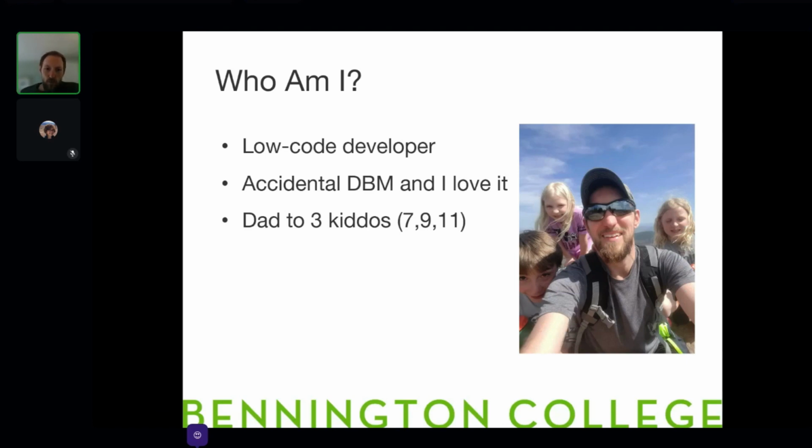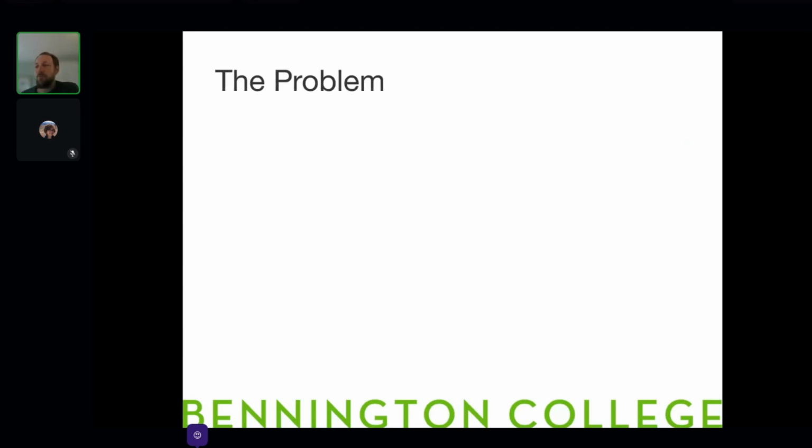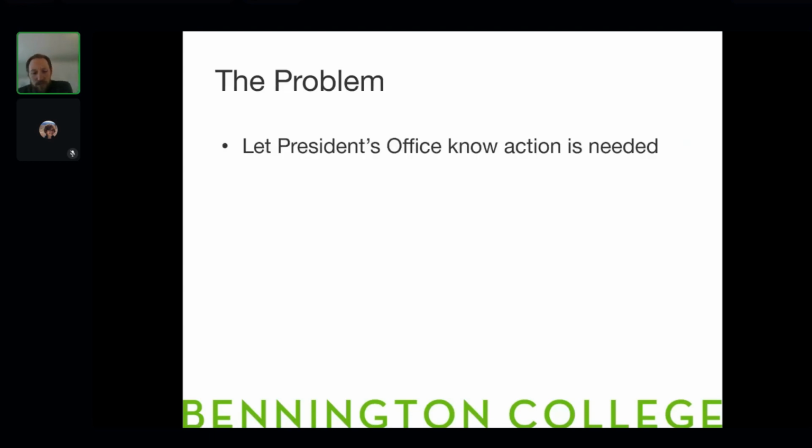So what is the problem that we had? The problem was we needed to let our colleagues in the president's office know that there was some action needed. There's a few things, whether that's an acknowledgement for a gift, a condolence note if an alum died, maybe sending that to the family, also some birthday greetings. So that was one thing that we wanted to do.